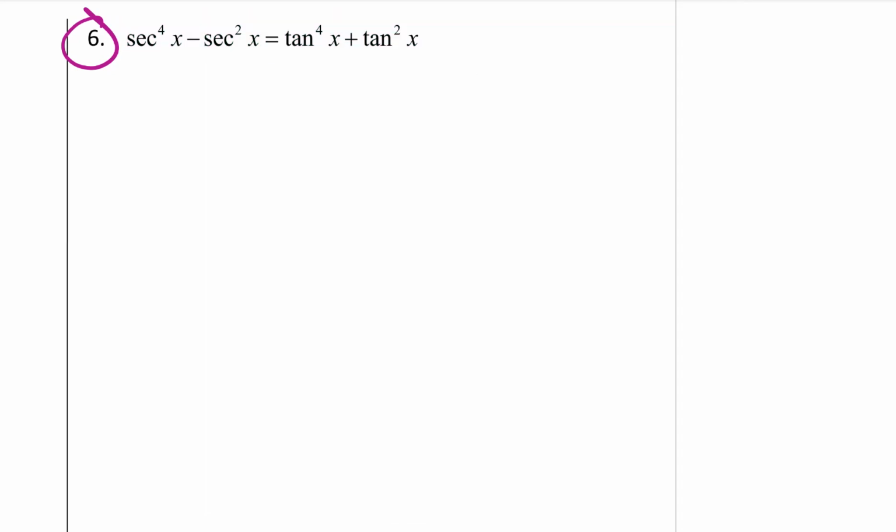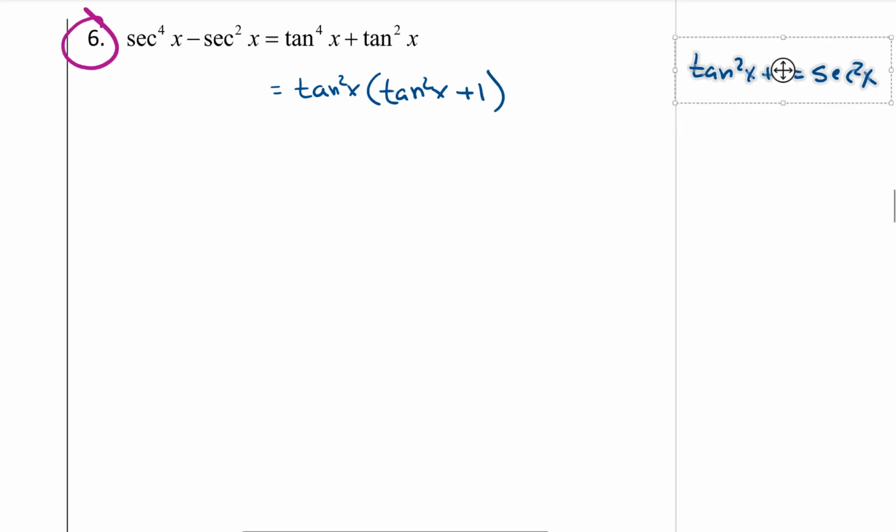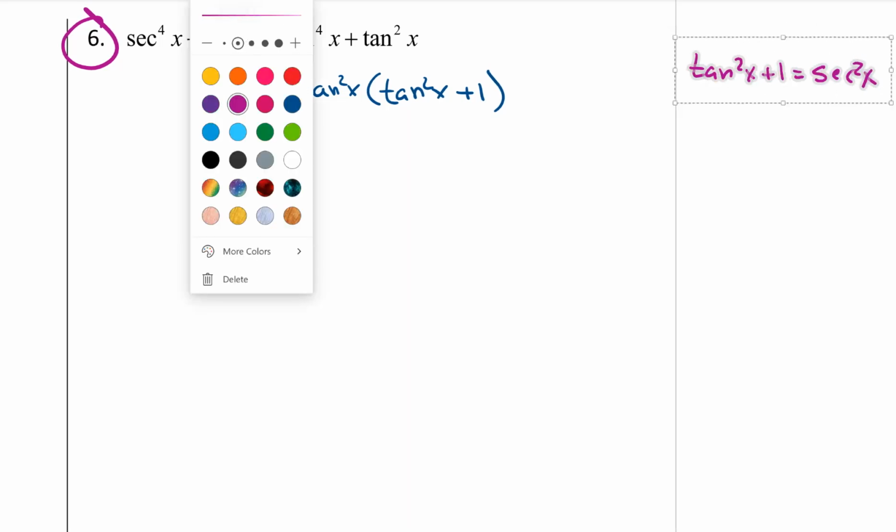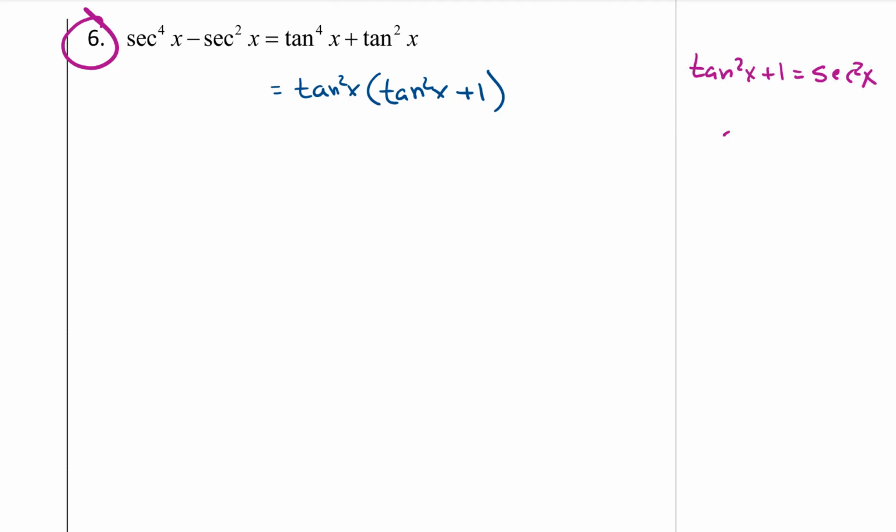So here's a little game, and I'm going to mess with the right-hand side for no other reason than just choosing to go to the right-hand side. So let's just factor out a tangent squared. That's going to leave us with a tangent squared of x plus 1. But that's our identity. Tangent squared of x plus 1 is equal to secant squared. So we can replace that in. So there we go. So that's secant squared.